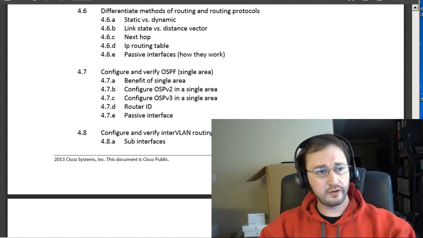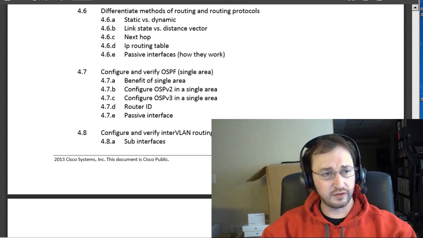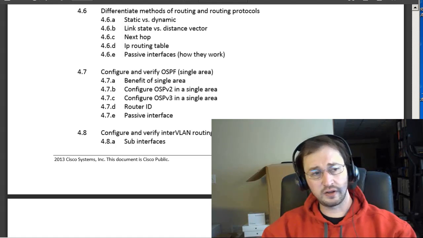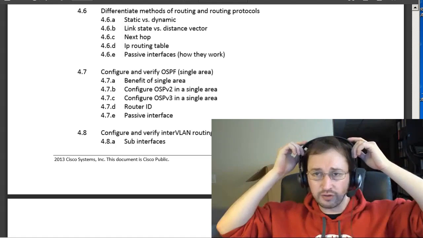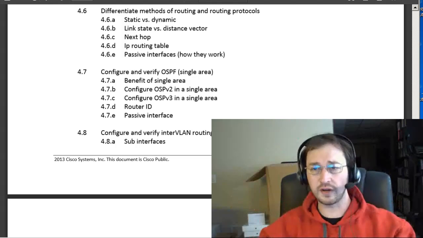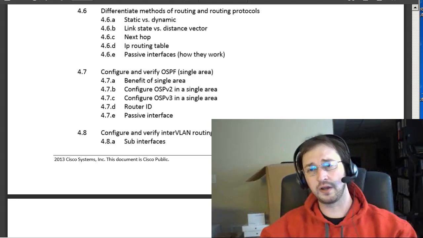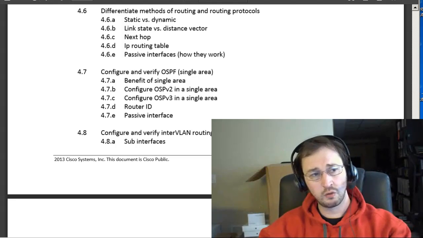And then moving on here to link state versus distance vector. This is basically describing the different kinds of routing protocols we have, right? So for example, distance vector routing protocols would be like RIP and EIGRP, whereas link state routing protocols are going to be OSPF and IS-IS. They fundamentally work a little bit different.